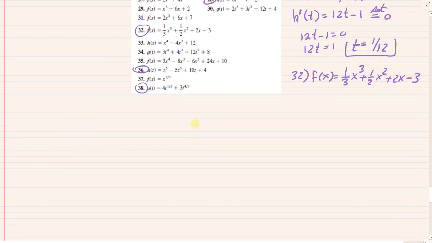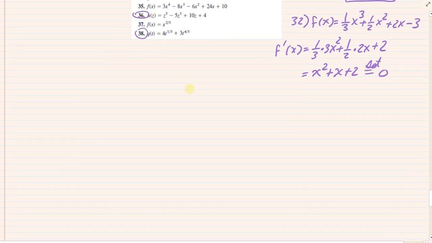So again, to find the critical number, we're going to take the derivative. That's 1/3 times 3x squared plus 1/2 times 2x plus 2. That makes it x squared plus x plus 2. Okay, and now we need to set this equal to 0, right? And solve, set it equal to 0.